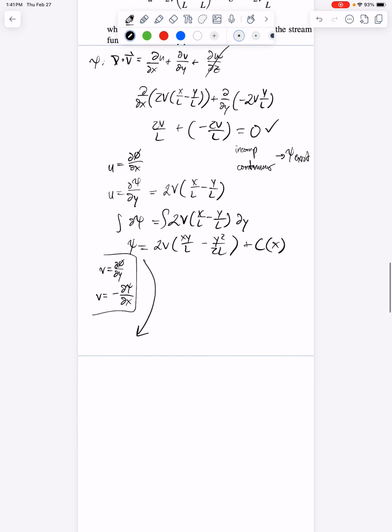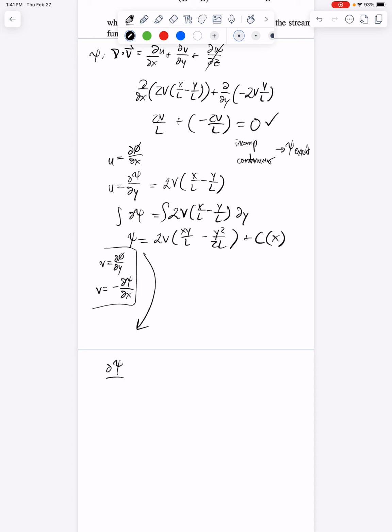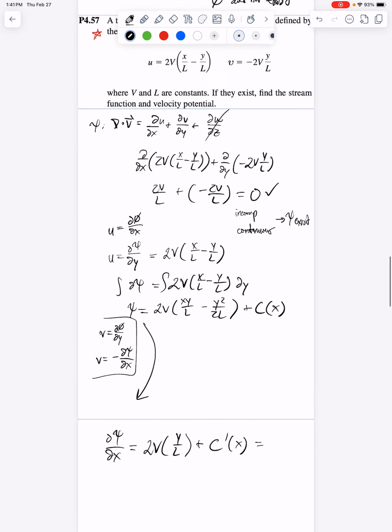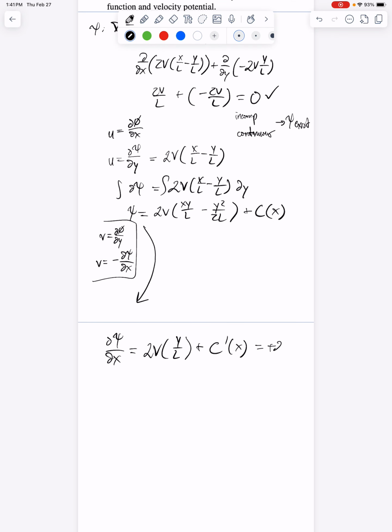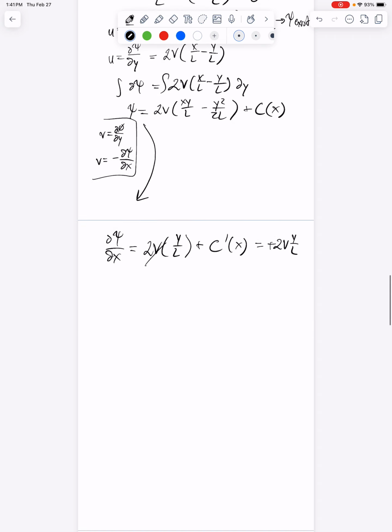So let's derive psi with respect to x. 2v, or sorry, x y over L, that derivative of x just gives me y over L. Y squared over 2L, derived with respect to x, that gives me 0. And I have c prime of x. And this is all equal to negative v. V is negative 2v y over L. So therefore I get positive 2v y over L. Similar to before, we see these two terms cancel out. C prime of x is equal to 0.